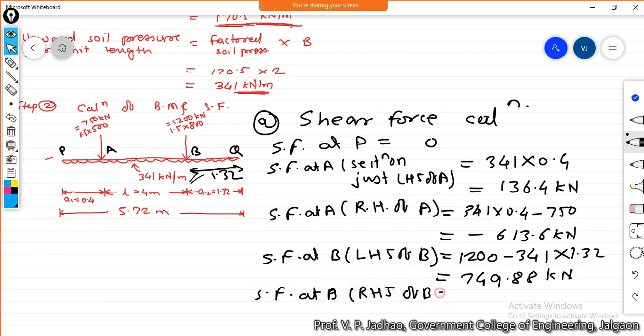Okay, we are now considering the section like this. So the shear force will be developed only due to this upward soil pressure only. The upward soil pressure will be in negative direction. So this will be equal to minus 341 multiplied by 1.32. So this will be equal to minus 450.12 kilonewton.